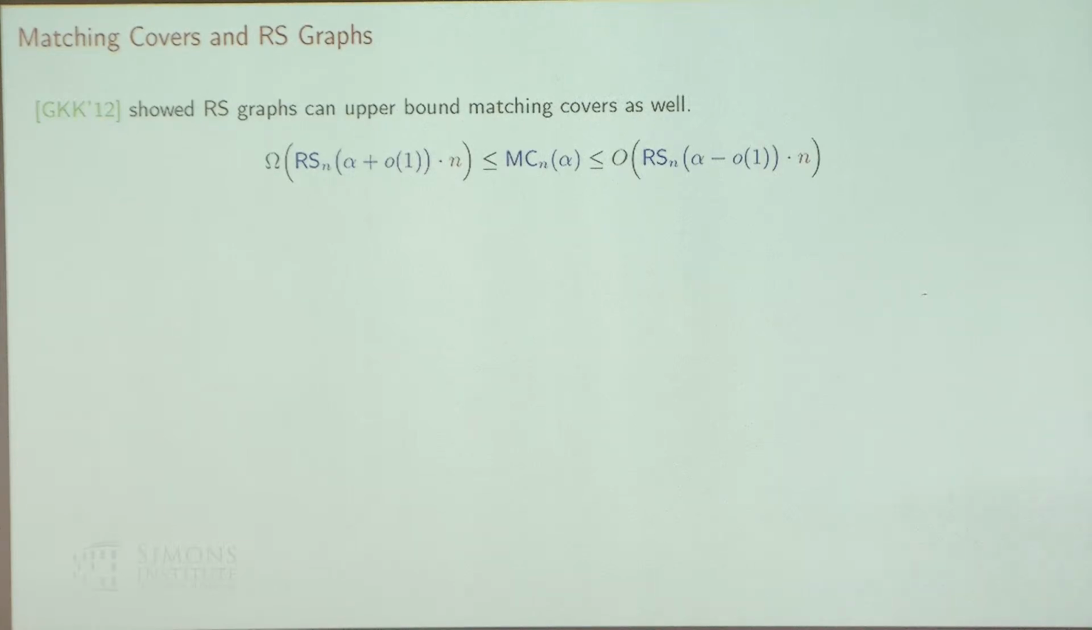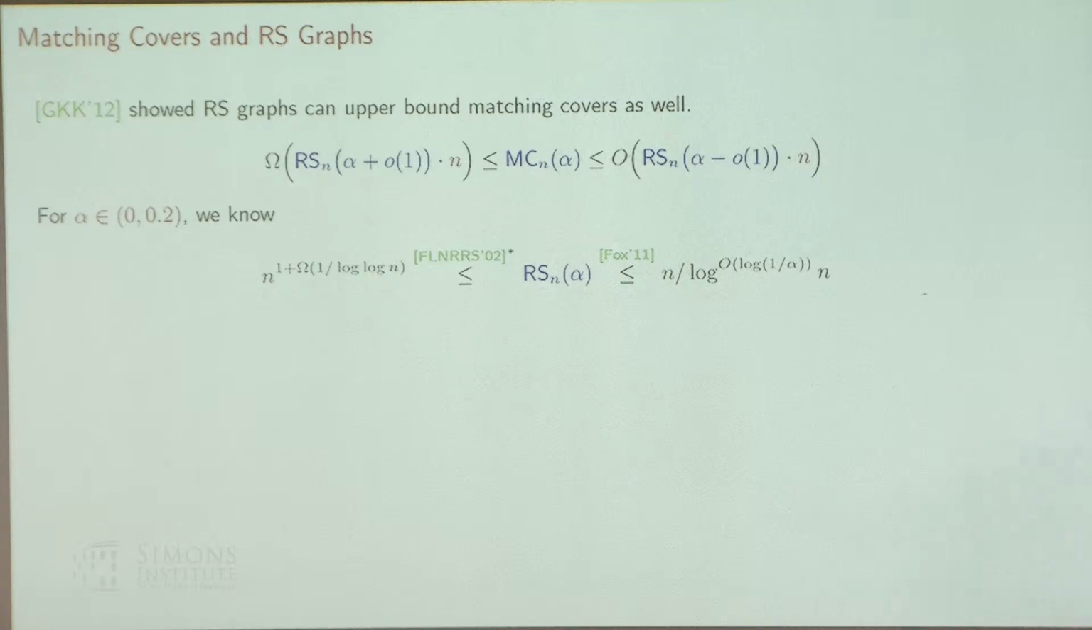But the more surprising direction is the following, which was also proved by GKK. Basically, not only do RS graphs lower bound the size of matching covers, they also upper bound. So the size of the matching cover for parameter alpha is pretty much sandwiched between the density of RS graphs with parameter a little bit more than alpha and a little bit less than alpha. So what the upper bound means in particular is that if RS graphs turn out to be sparse, we will actually have sparse matching covers. Or in other words, RS graphs are really the hardest types of graphs to cover. Okay, but what do we know about RS graphs?